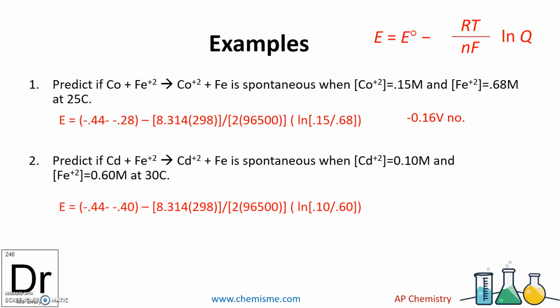A natural log of products over reactants. The products are cadmium at 0.1. The reactants are iron at 0.6. Remember, the plain elements are not written. It's only the charged particles, because plain elements, solids, don't affect the equilibrium. And when we calculate this out, I got negative 0.017. It's getting a little bit better, but it's still not good because we don't want a negative voltage.